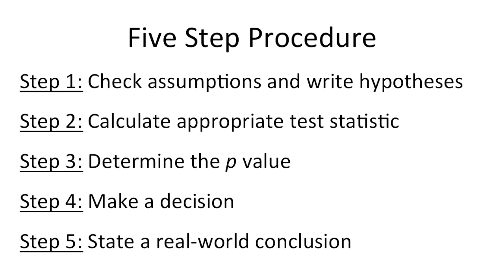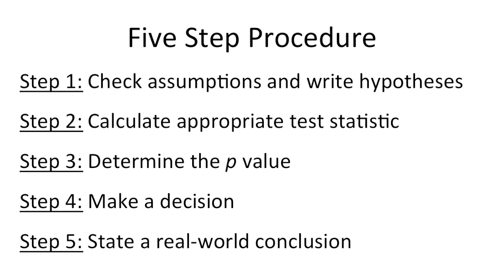Step 3, determine the p-value. In your randomization dot plot, this will be the area more extreme than your observed sample statistic. In Minitab Express, the p-value will be given to you in the output. Step 4, make a decision. If your p-value is less than or equal to alpha, you reject the null hypothesis. If your p-value is greater than alpha, then you fail to reject the null hypothesis.